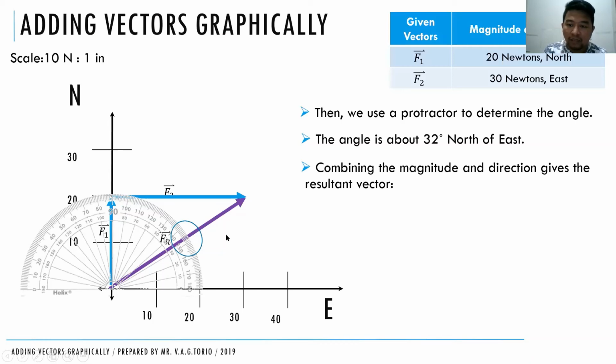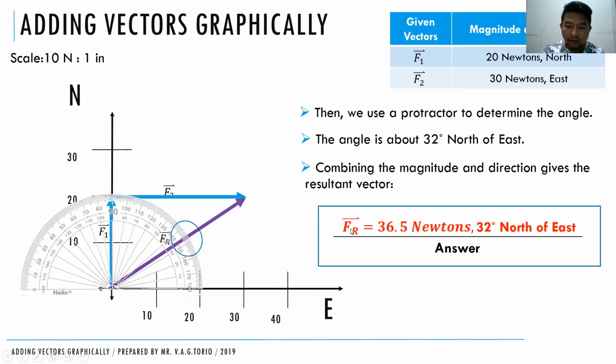in a couple of ways. Say you can have, instead of using the measurements east to north, you can have this direction from north to east, which simply is the complement of 32 degrees. So 90 minus 32 is 58 degrees east of north. And one of our ideal answers is 36.5 newtons, 32 degrees north of east.